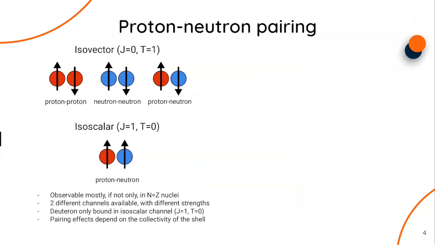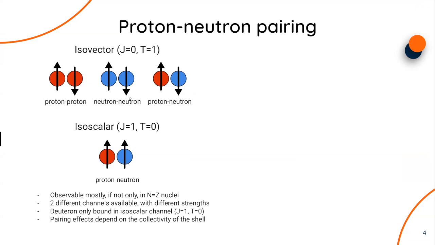So we are interested in studying proton-neutron pairing. First of all, what is it? You may all be quite used to pairing, but usually we are more used to the proton-proton and neutron-neutron pairing effects. These two types of pairing are what we call isovector pairings because they are only available in the configuration spin equals 0, isospin equals 1. But we're interested in the proton-neutron pairing, which is a pairing between a proton and a neutron.